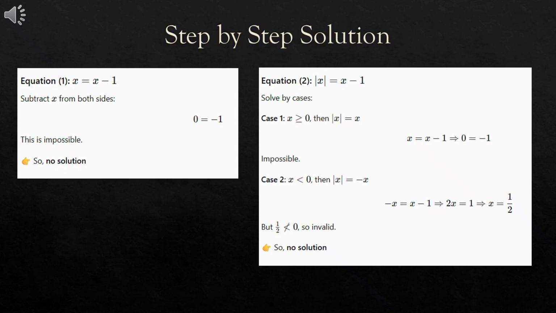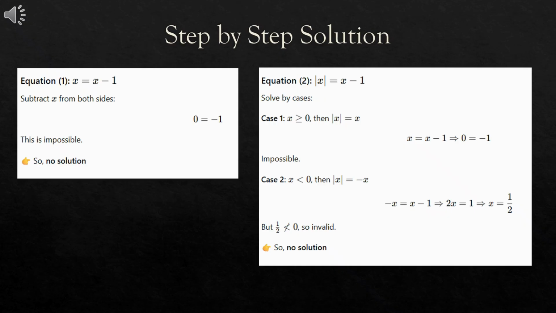Consider equation b. We are given the equation absolute value of x is equal to x minus 1. To solve this, we consider two cases. Case 1, when x is greater than or equal to 0. In this case, absolute value of x becomes x. So the equation becomes x is equal to x minus 1. Subtract x from both sides, 0 is equal to negative 1. This is not possible, so there is no solution in this case.